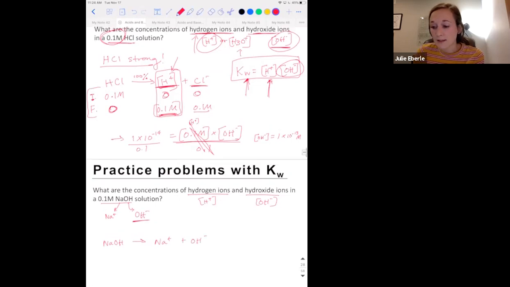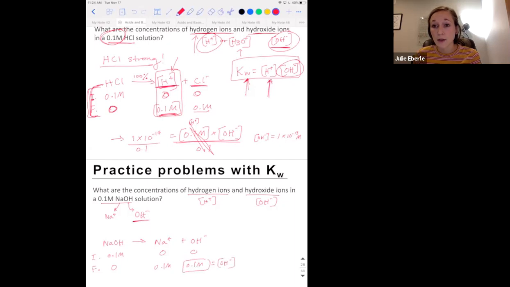And we can write the same kind of initial and final concentration thing we did up here. Initially, we have 0.1 molar, and 0 of these things are products. But finally, when everything's done, we have 0 NaOH left. We have 0.1 molar of the sodium ions and 0.1 molar of the hydroxide ions. So we already answered half the problem. Here is our concentration of OH minus, hydroxide ions.